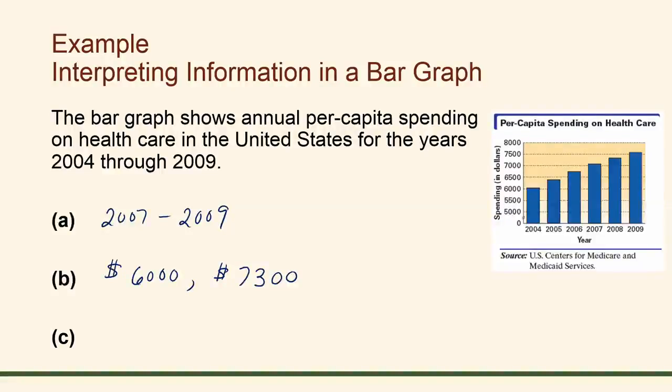Part C, describe the change in per capita spending as the years progressed. So starting with our first bar, 2004, we said that was about $6,000. Looking at the very end, 2009, we can see that bar is about $7,500. And notice that the bars increase steadily, slowly from left to right. So a conclusion for C, you could say that as the years progressed, per capita spending on healthcare increased steadily from about $6,000 in 2004 to about $7,500 in 2009.